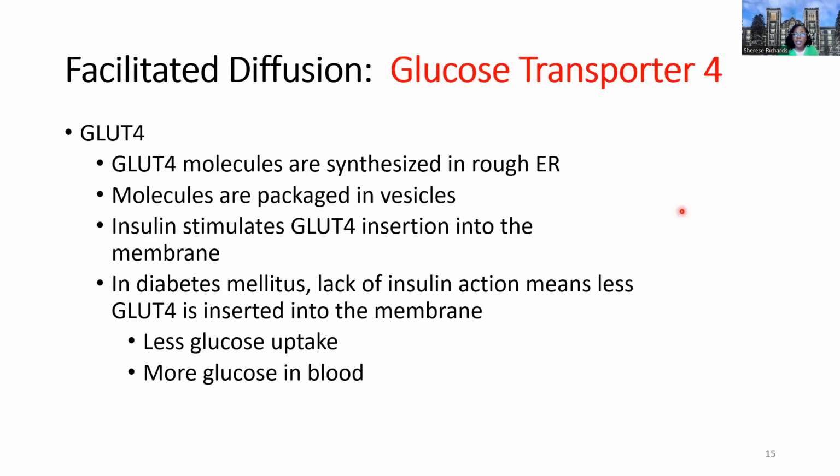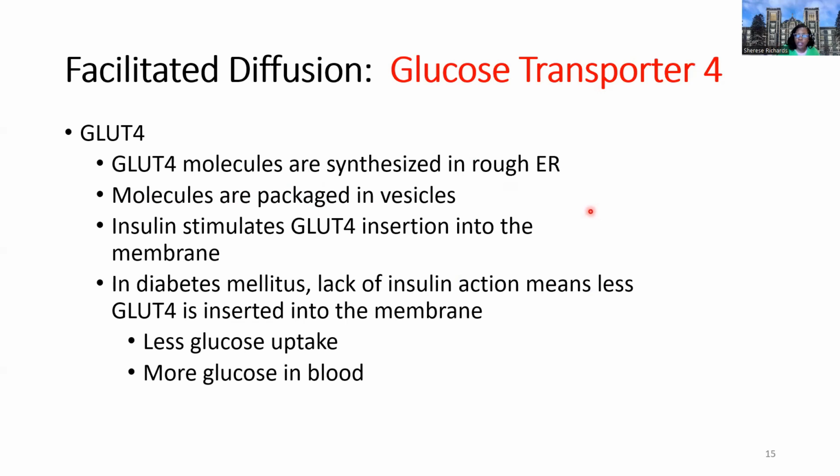Now we can think about a really specific example of facilitated diffusion, our glucose transporter 4, the GLUT4 transporter. These are inserted in the membrane. They're actually made on rough endoplasmic reticula, which are organelles inside the cell where proteins are made. They are packaged in vesicles, and then they are inserted into the membrane, okay?